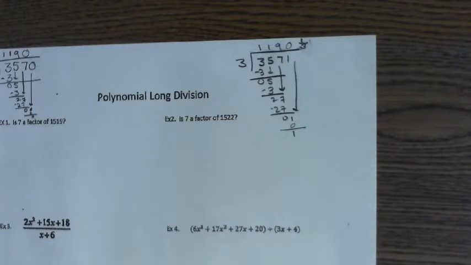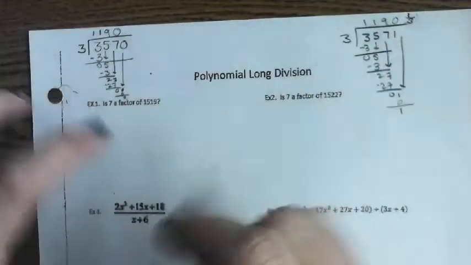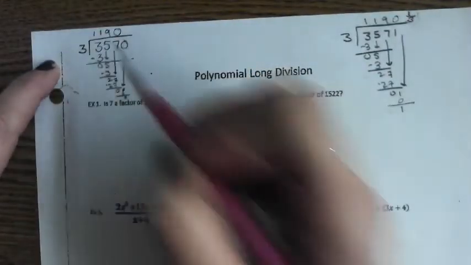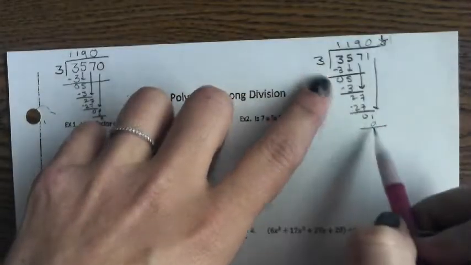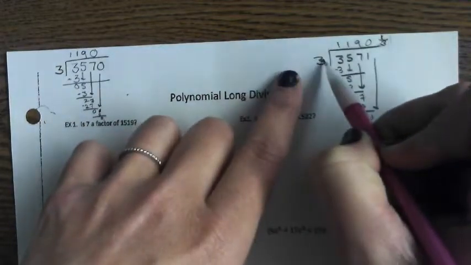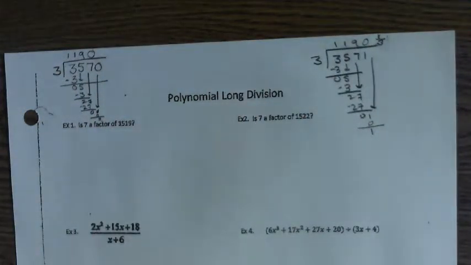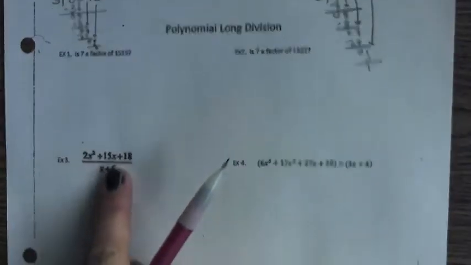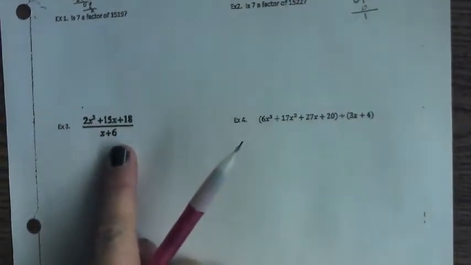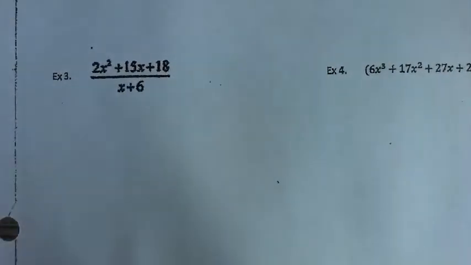Yes? Okay, so we're going to piggyback off of a lot of these ideas. If there's no remainder, then it's a factor. It goes in evenly. If there is a remainder, then that remainder gets written over the divisor. That kind of stuff. So we'll piggyback on what we already know when we do long division with polynomials. Okay? So here's how this is going to work. Exercise 3. We're going to write it similarly.